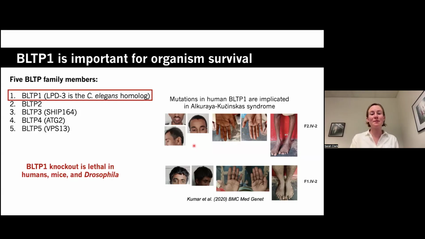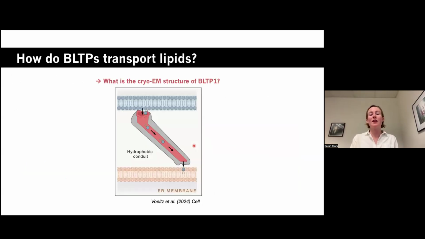So being a structural biology lab, we approached this problem with cryo-EM. We wanted to understand what the cryo-EM structure of BLTP1 is, hoping that by looking at the structure, we would understand mechanistically how this protein is working in order to design other studies.